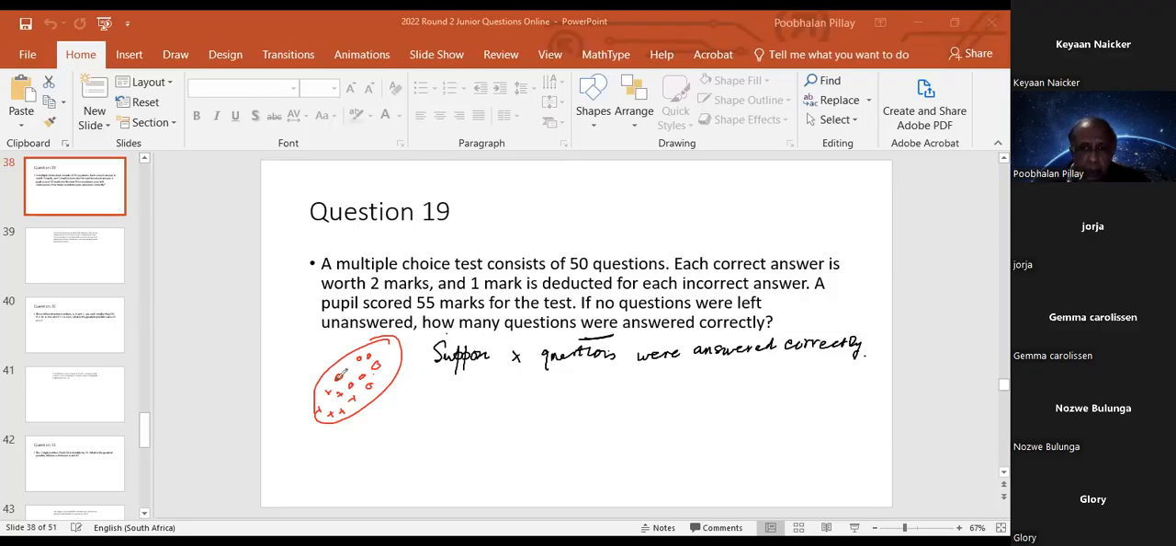Okay, so in other words, you are splitting this into 2 parts here now. The X here, X of them were correct. And so how many were incorrect? He answered every one of them. There were 50 questions. So you would have had 50 minus X incorrect.